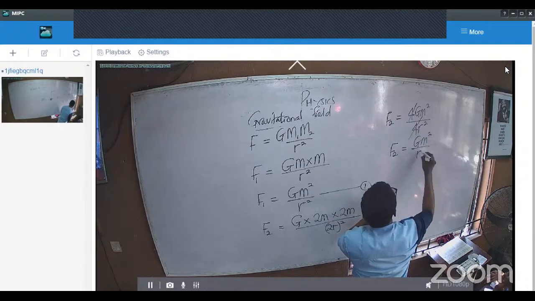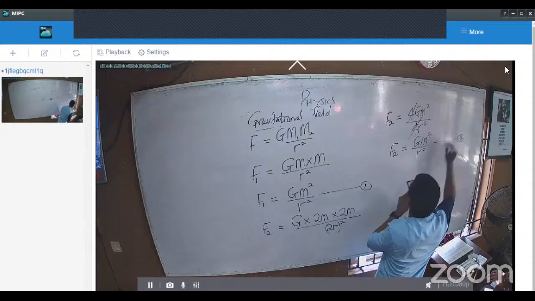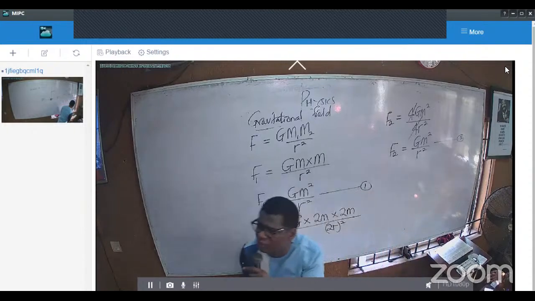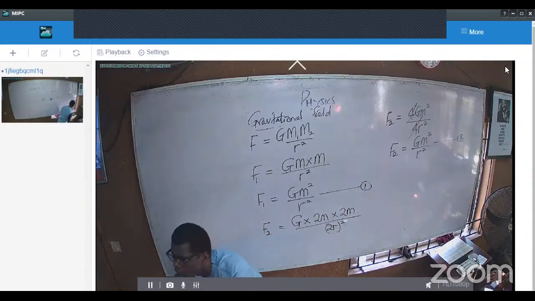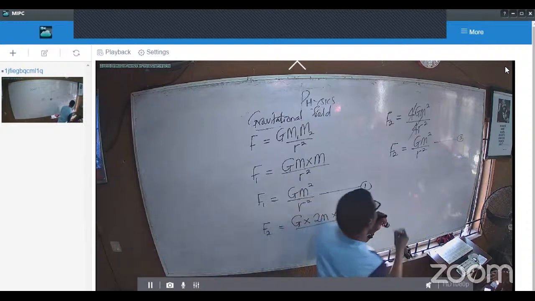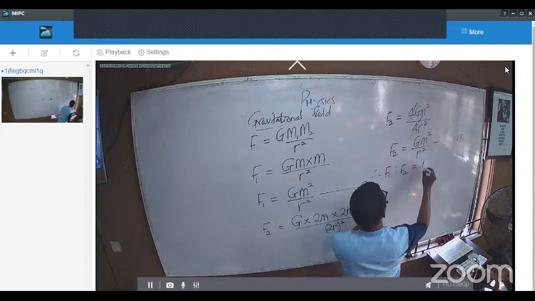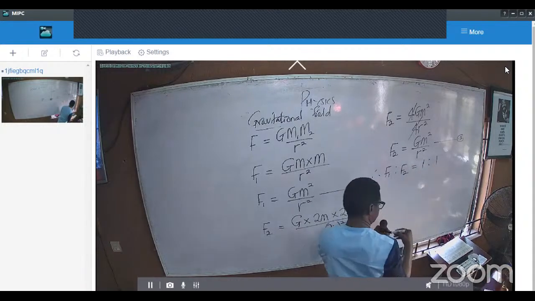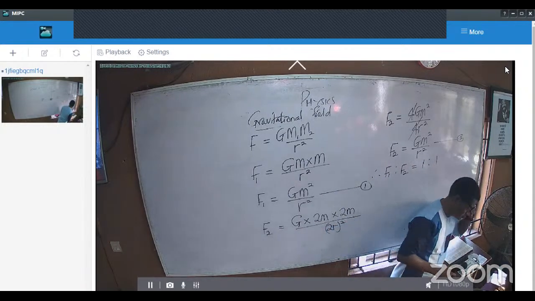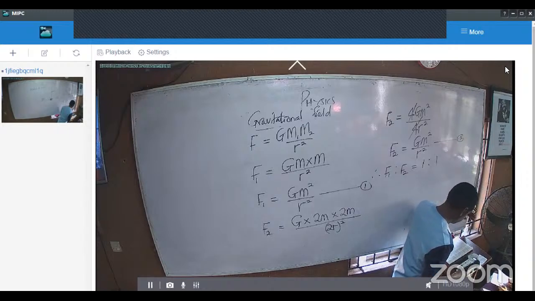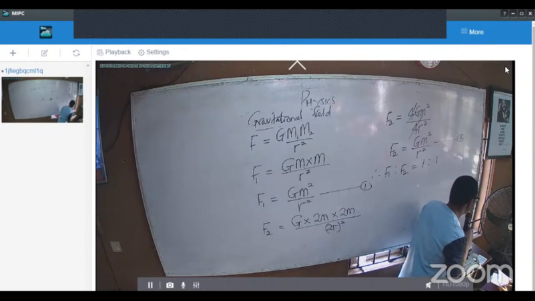Compare the two of them. Are they the same thing? If the two of us are the same thing, what's our ratio? That's the answer. Therefore F1 ratio F2 is 1 ratio 1, because we are the same thing. It may not be very clear, so you go back again and go through it.